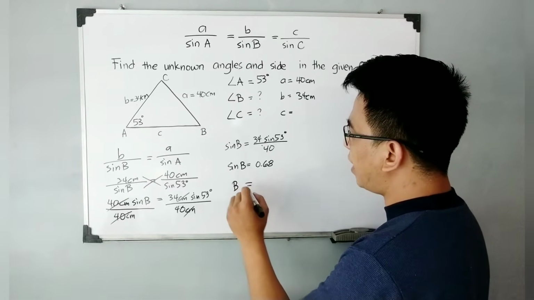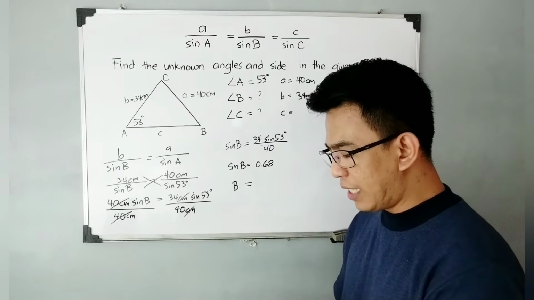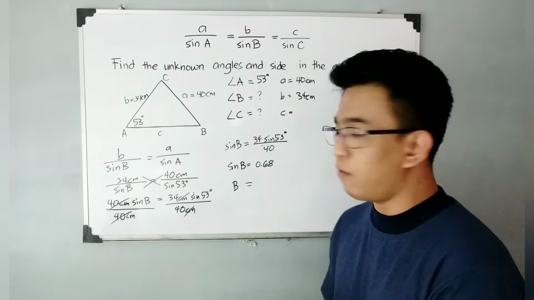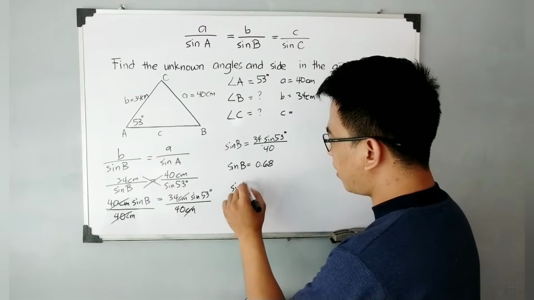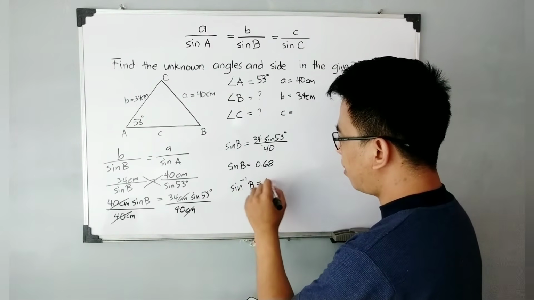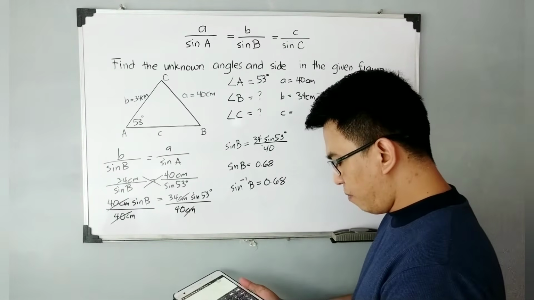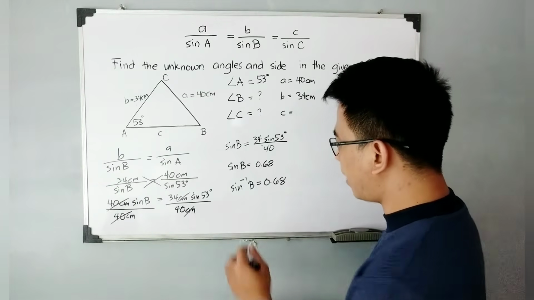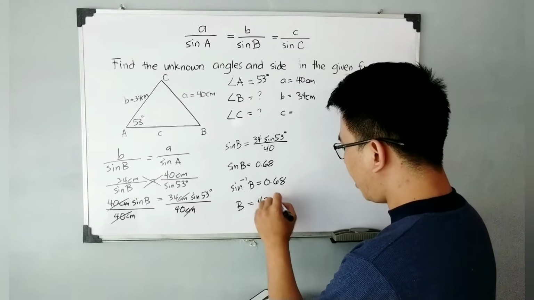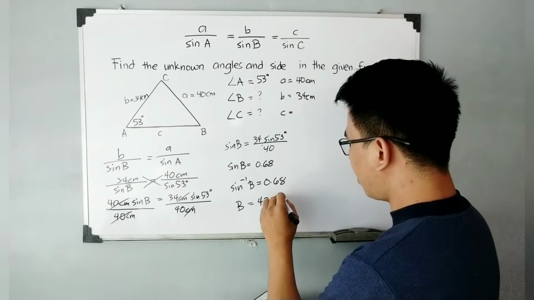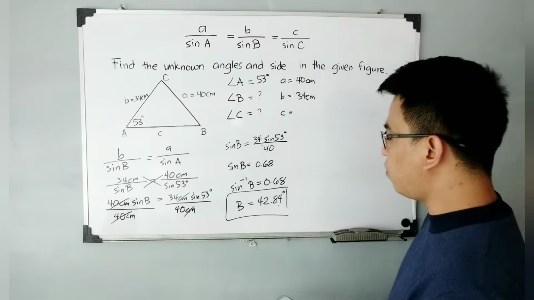Para makuha natin yung B natin or angle B natin, i-press nyo ngayon yung shift para makuha yung sine raised to negative 1. So, sine raised to negative 1 sa calculator nyo, 0.68. Pag press nyo yan, it will give you the answer of B is equal to 42.84 degrees. Ito yung B natin ngayon. Okay? You have 42.84 degrees.